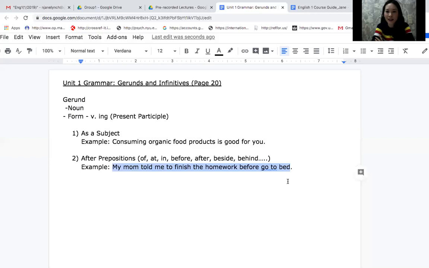Okay, I can wait. So you can think about it for 3 seconds. 1, 2, 3. Okay, time's up. I hope that you got the right answer. The mistake of this sentence is "go". Why? Because what is before? Before is a preposition, right? Before is a preposition, and we have to put a gerund after prepositions.